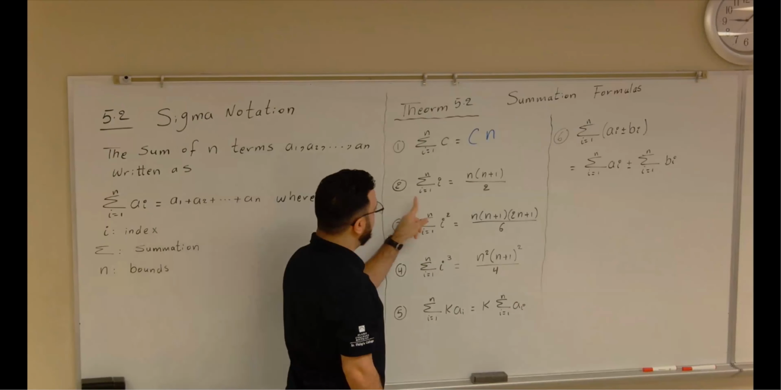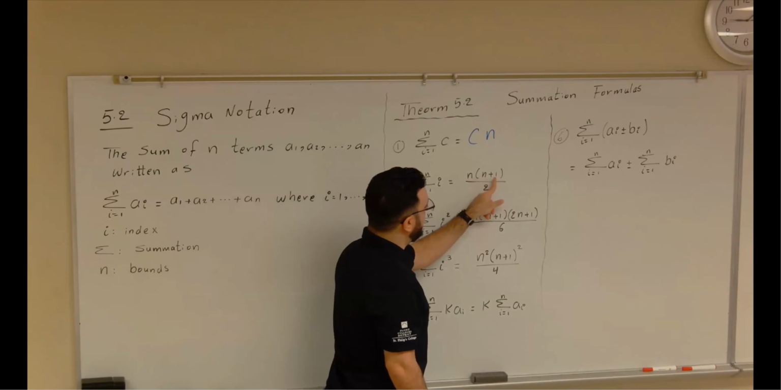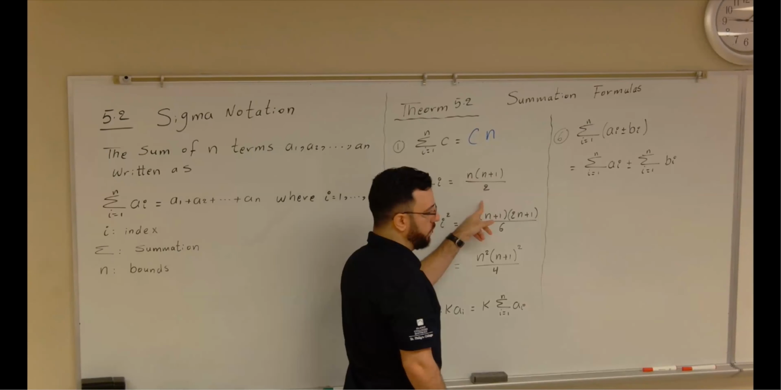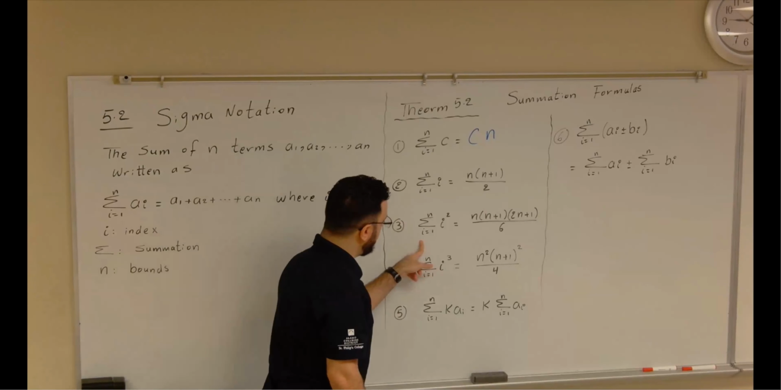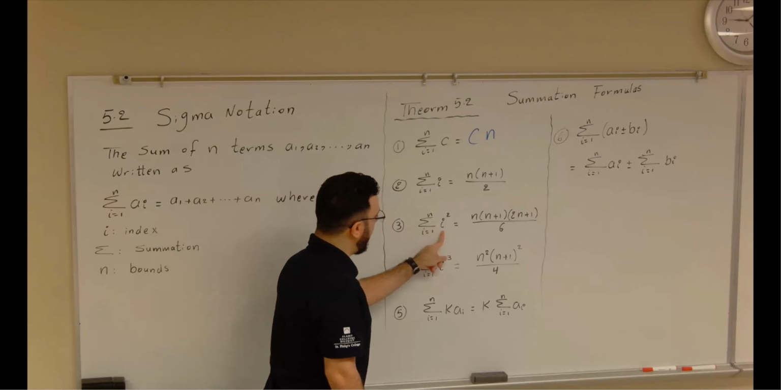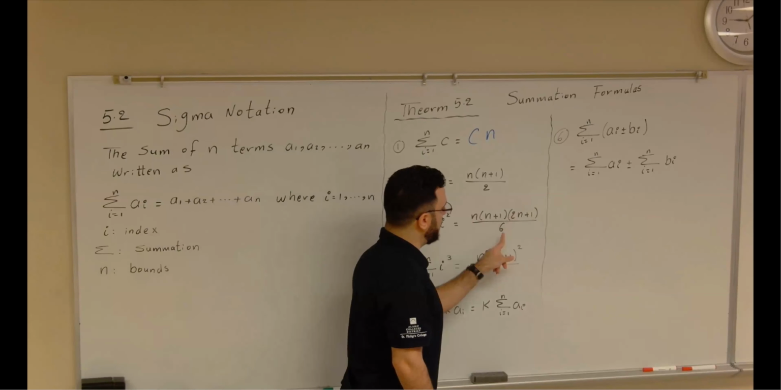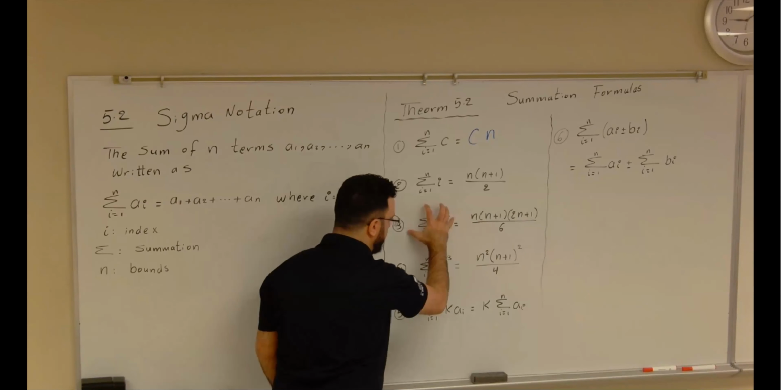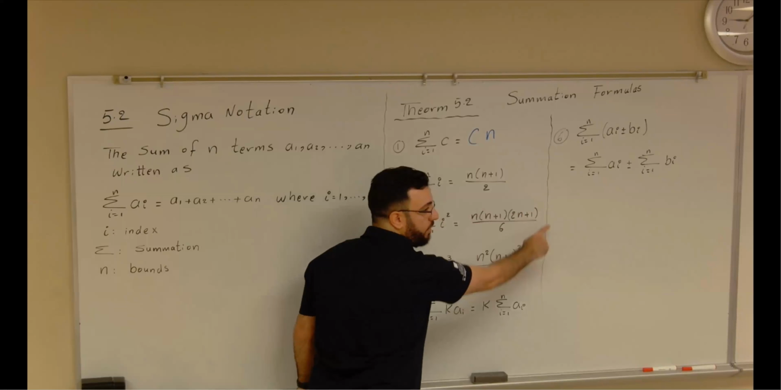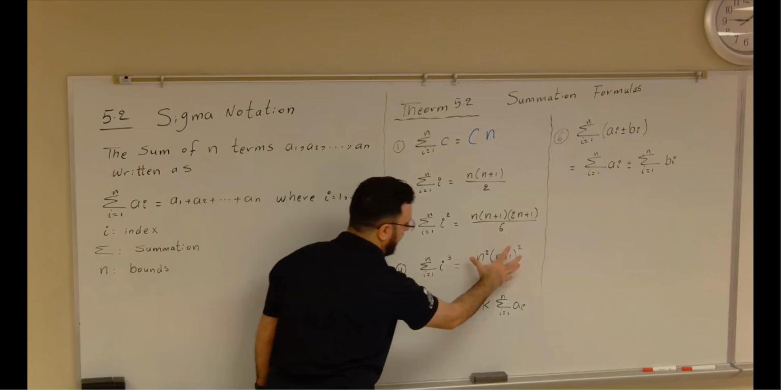Now, if we have the summation of the index itself, it's going to be n(n+1) divided by 2. This is the second formula, and we're going to use it. Now, if we have the summation from i=1 to n of i squared, it's going to be n(n+1)(2n+1) divided by 6. So every time you see exactly the same form, you take this formula and plug in what exists here. Okay? i cubed, here's the formula.